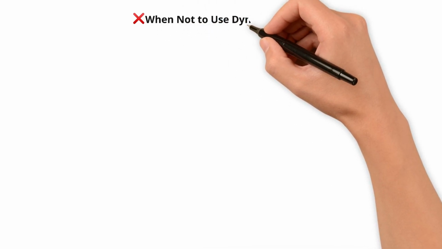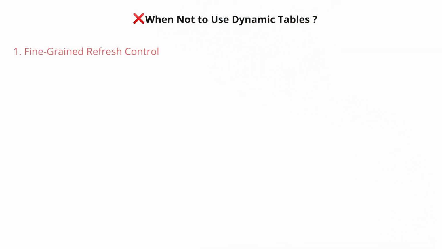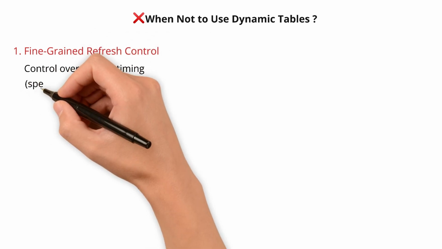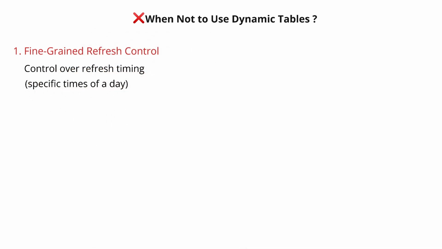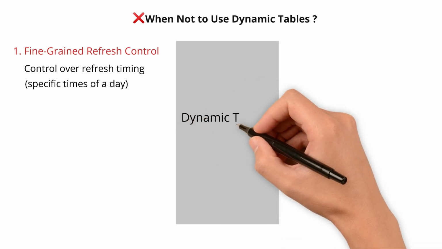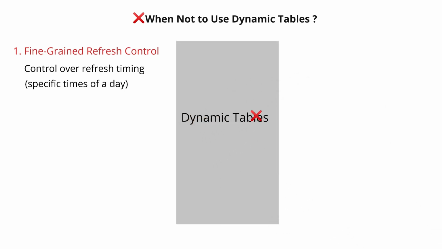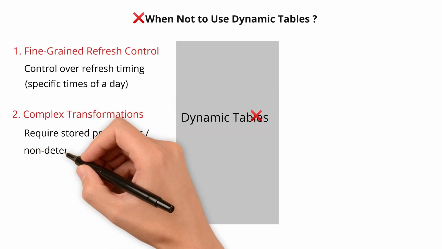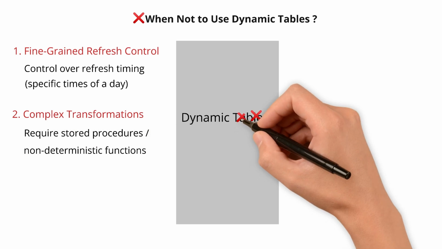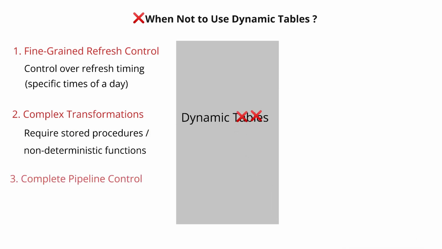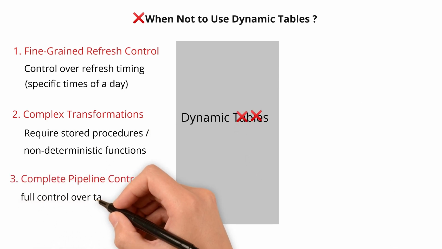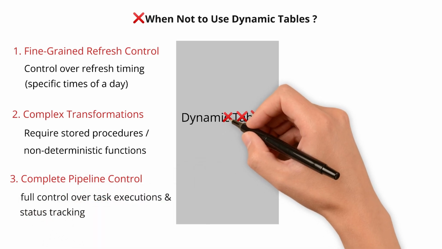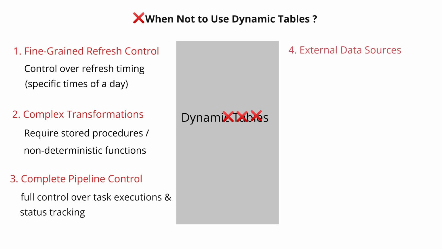Let's talk about when not to use dynamic tables. If you need precise control over refresh timing, like specific times of a day, dynamic tables might not offer enough flexibility. If your transformations require stored procedures or non deterministic functions, dynamic tables won't support those. If you need full control over task executions and status tracking, manual orchestration with streams and tasks is better.